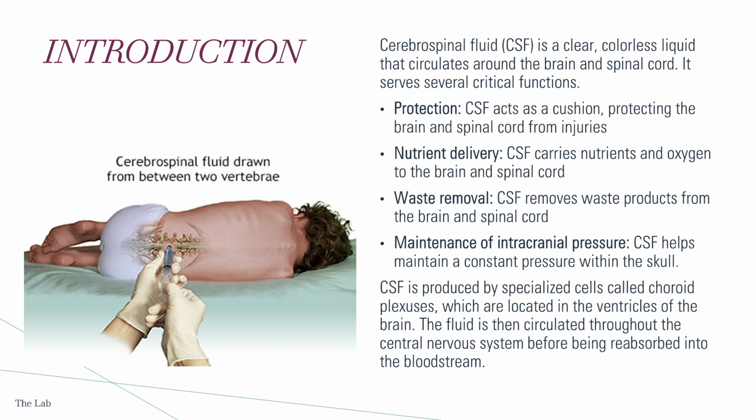CSF is produced by specialized cells called choroid plexuses, which are located in the ventricles of the brain. The fluid is then circulated throughout the central nervous system before being reabsorbed into the bloodstream.